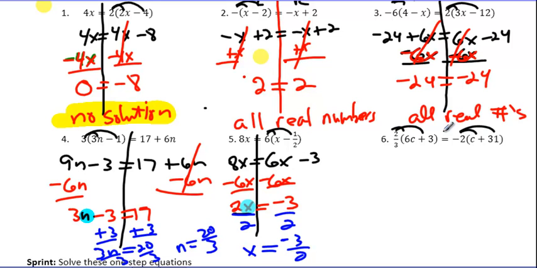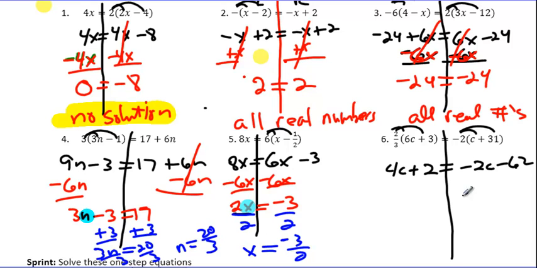Distribute, distribute. Here we go. 2/3 times 6. 3 goes into 6 twice. 2 times 2 is 4. That's 4c. 3 goes into 3 once. 1 times 2 is 2. That's 4c plus 2. Over here, negative 2c minus 62.